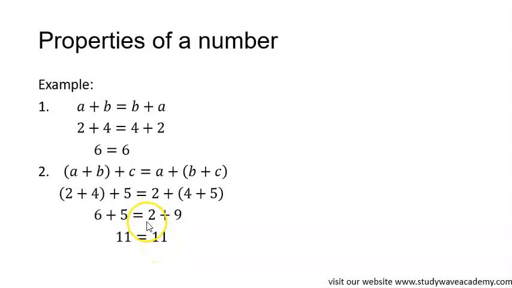So changing the grouping of numbers doesn't change the result. The way this is grouped is different from the way this is grouped, but it doesn't change the result. It's still the same, okay? Here when we added, we have 6 plus 5, right? But here when we added, we had 2 plus 9. But they still gave us the same results. That is it, okay? Do you understand?